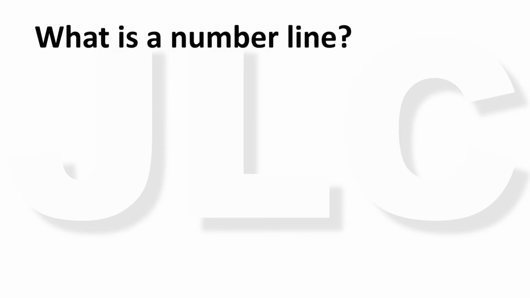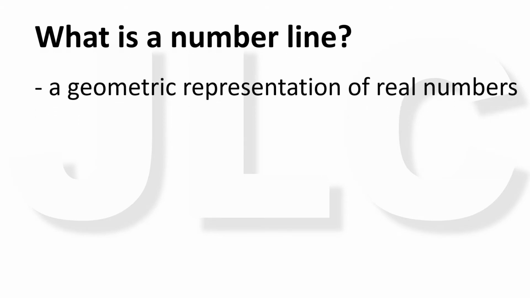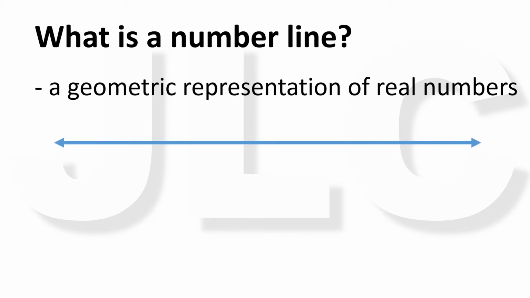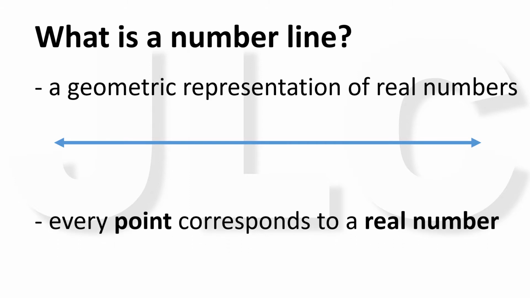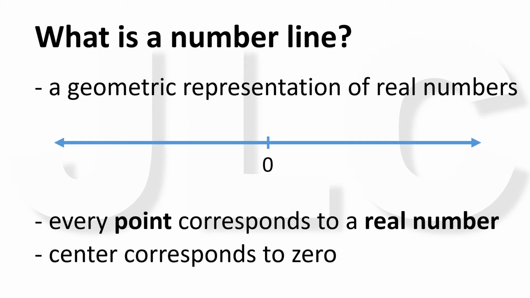What is a number line? A number line or real line is a geometric representation of real numbers. Imagine a line that extends infinitely to the left and right. Now every point on this line corresponds to a real number, and every real number corresponds to a point on the real line. The center point of this line corresponds to 0. We call this the origin.